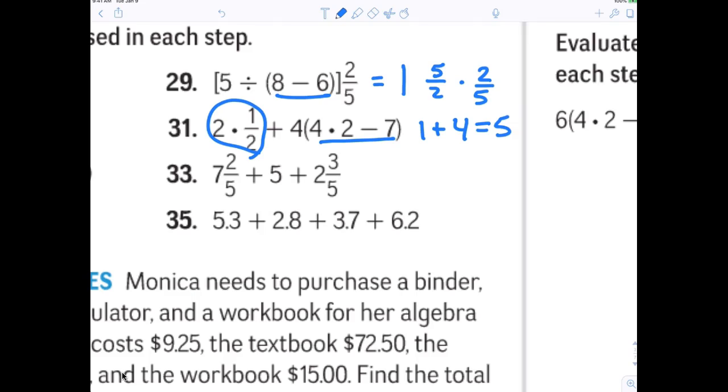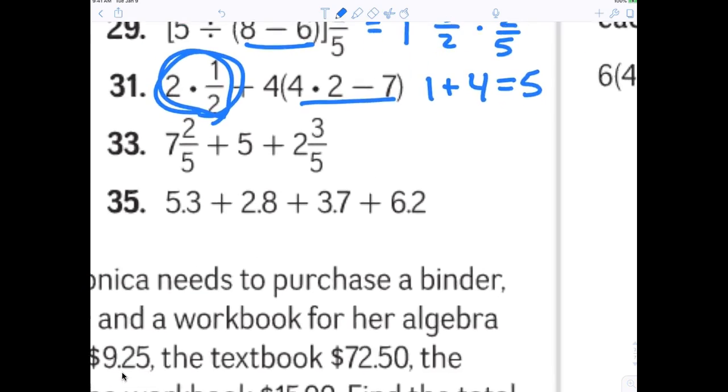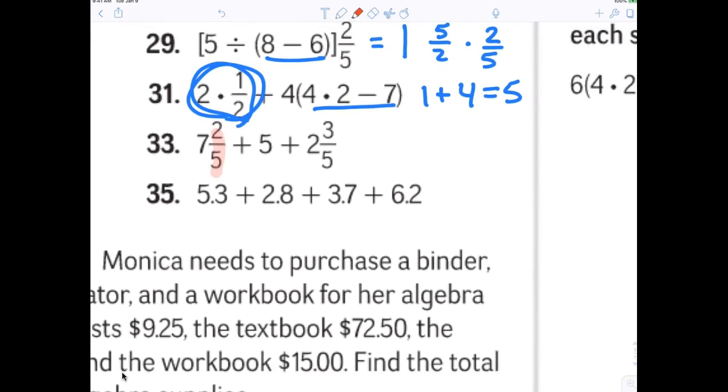Agreed? Now, what? Half of 2. Right? Half of 2 is 1. Agreed? Good job. Keep asking. I don't care what it is. All right? Now, on number 33, the best thing to do is to do what with 2/5 and 3/5?